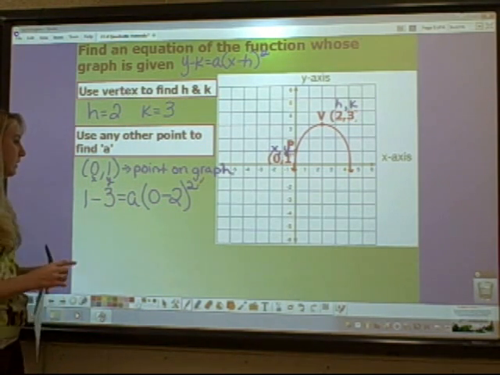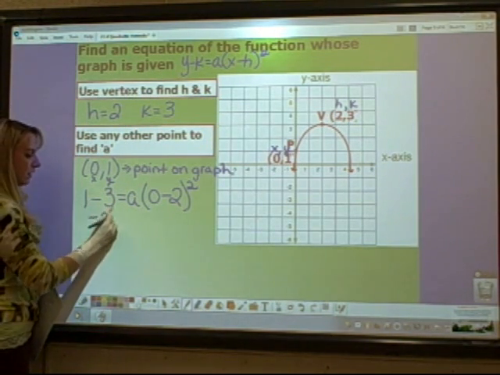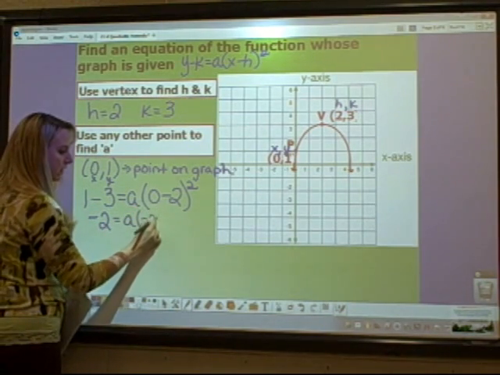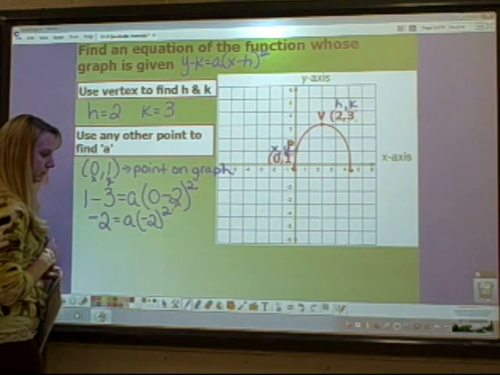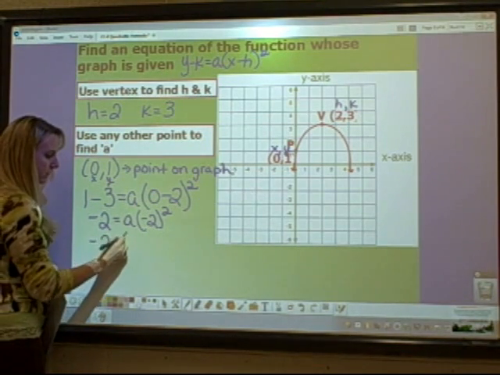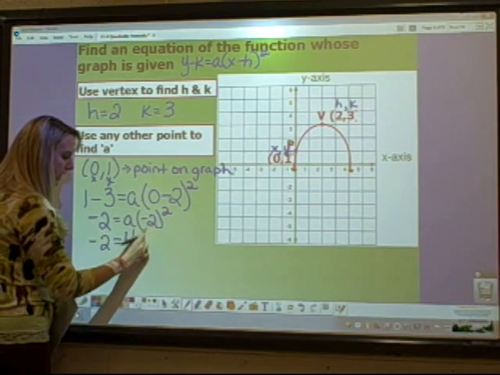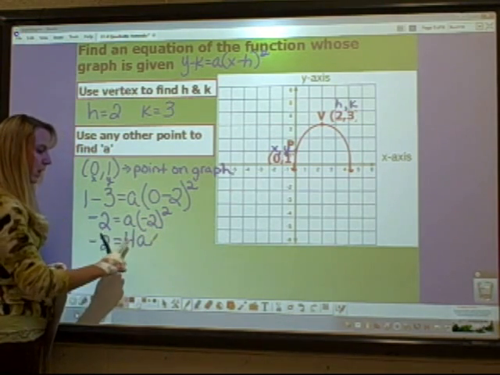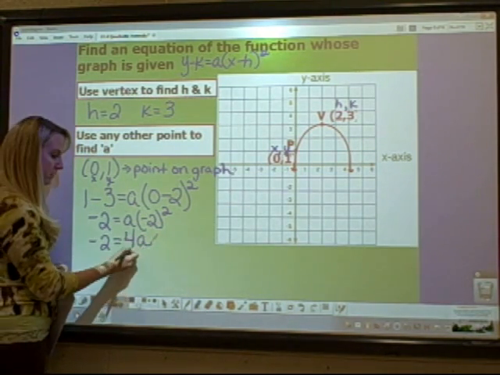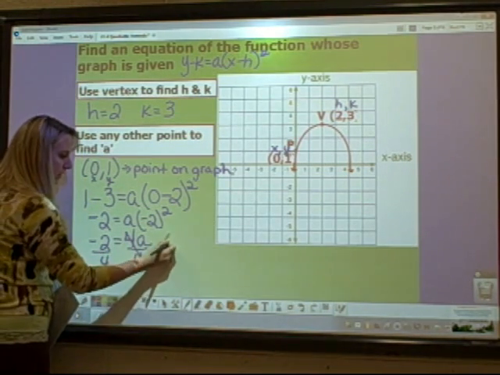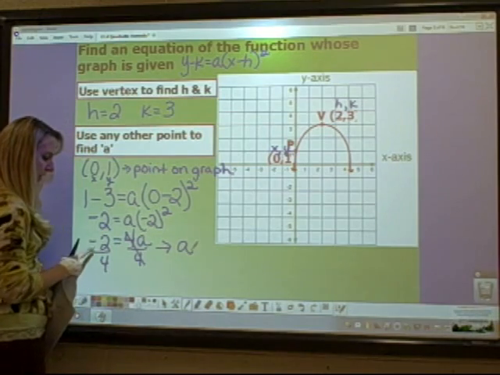So we just do 1 minus 3 is negative 2. 0 minus 2 is negative 2, quantity squared. So we actually have negative 2 equals negative 2 quantity squared is 4a. Undo what's being done to a by dividing both sides by 4. That tells us a would be a negative 1/2.